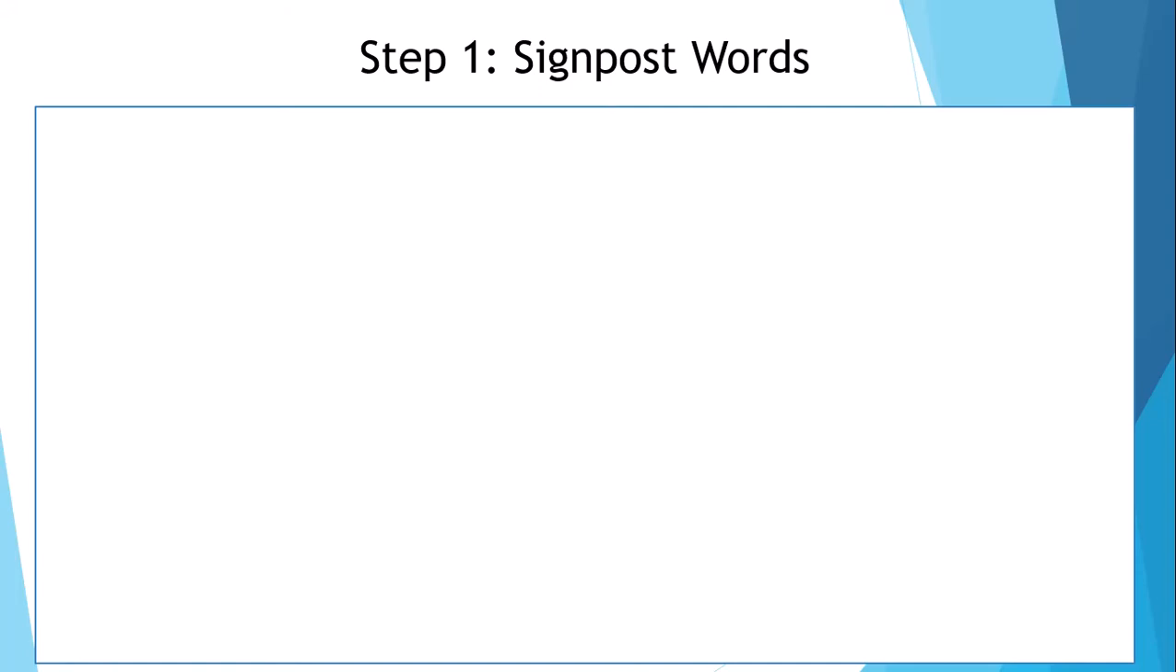So the first step to fixing this is to just add some signpost words. These are just our transitional words one at a time.